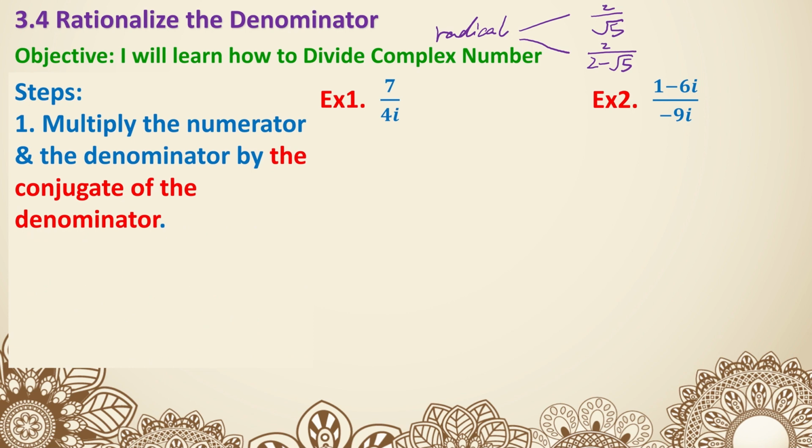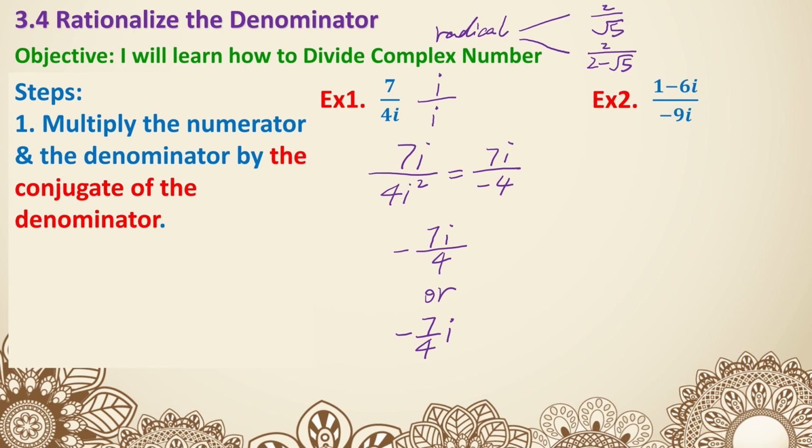Here we go. Multiply the numerator and the denominator by the conjugate of the denominator. For these, well, 4i, the conjugate is just negative 4i. However, you can just go very easy by multiplying everything with an i. That is going to give 7i on the top and 4i squared on the bottom. So we're going to get 7i over negative 4. Simplify. We typically put the negative sign in the front, so it's negative 7i over 4. Or you can also choose to write the i outside as negative 7/4 i.